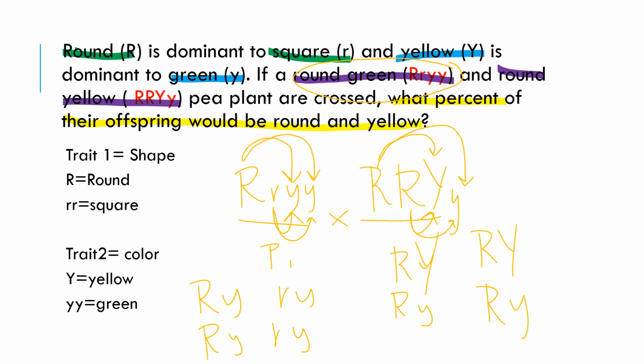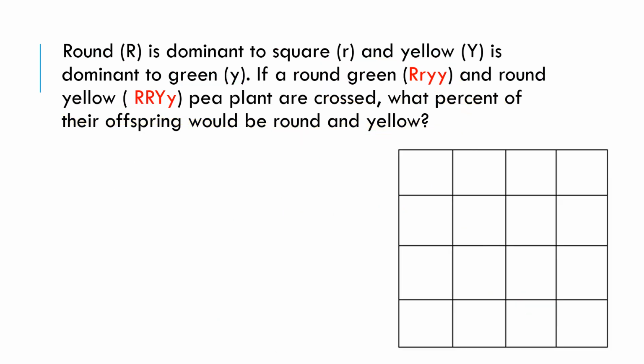Let's go ahead and fill out our Punnett square with all this information that we have just gone through. So again, we know that it is big R with little y for this parent right here. It is also big R with the second little y.